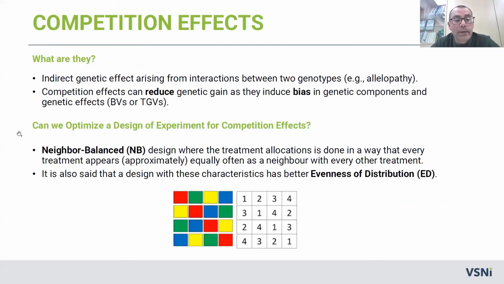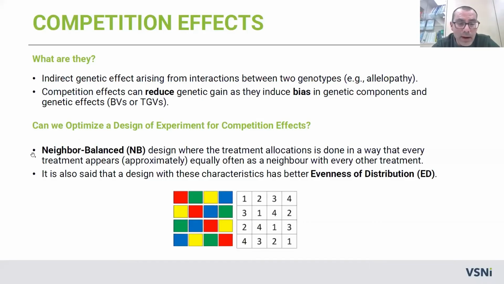Competition effects are actually something very critical to consider, okay? They tend to reduce the genetic gains because they induce some bias on the genetic components. But you can use several different types of linear models that consider and manage them. I'm not talking about the models here, I can refer you to the literature.